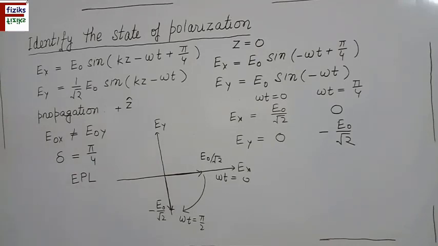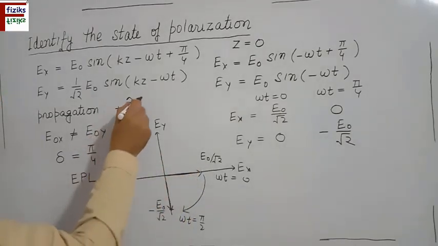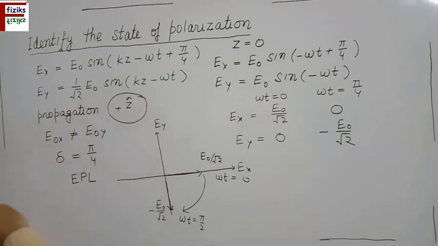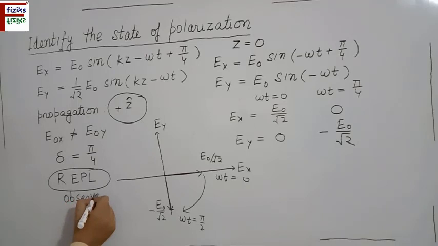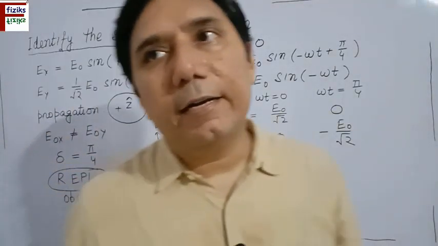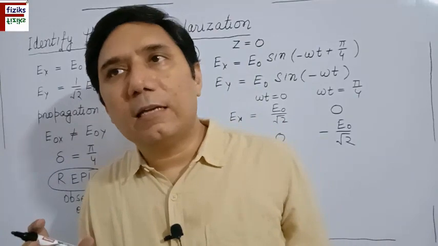So this will be right elliptically polarized light. Why will this be right? This electric vector is rotating in the clockwise direction and light is propagating in plus z direction. So this will be right elliptically polarized light from the observer point of view. In this way we can find out the polarizations.